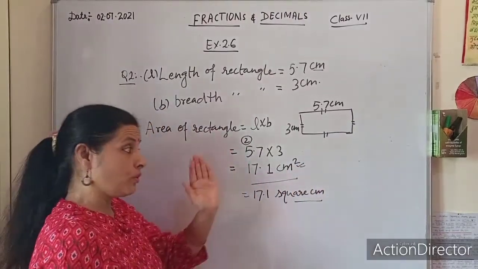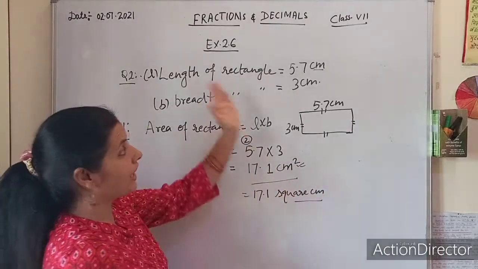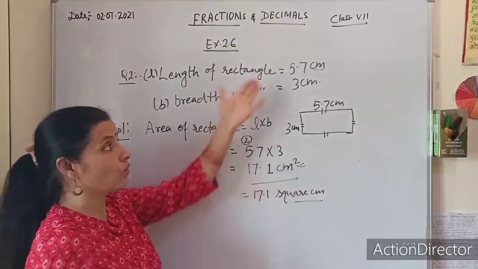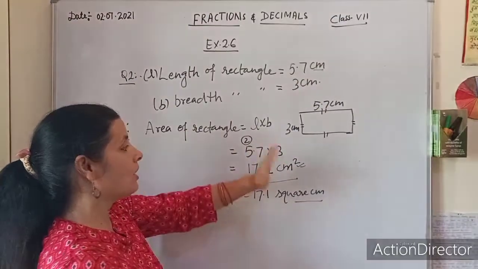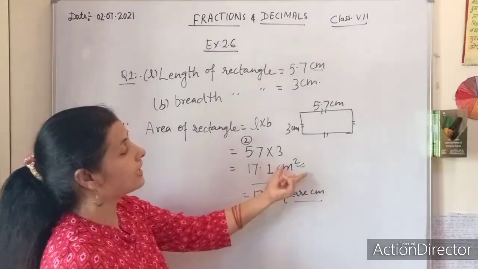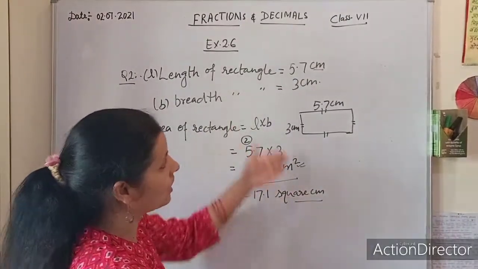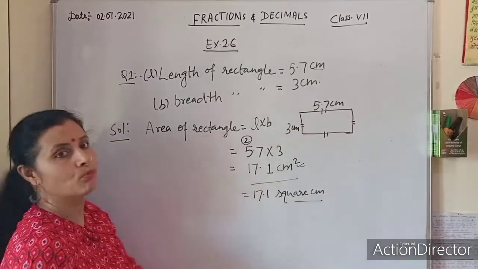Your unit is a must. If you are finding area or perimeter, then the unit is a must. So the unit of area is centimeter square. This is the answer. You can note down this question and this solution, then we will move forward.